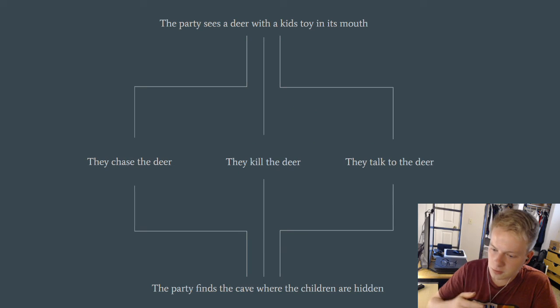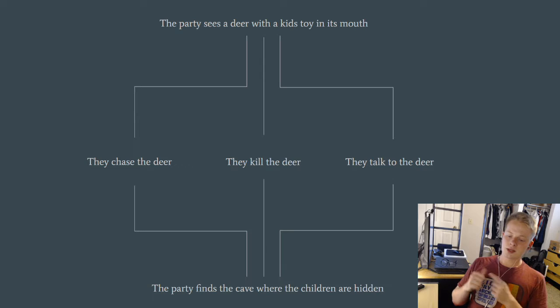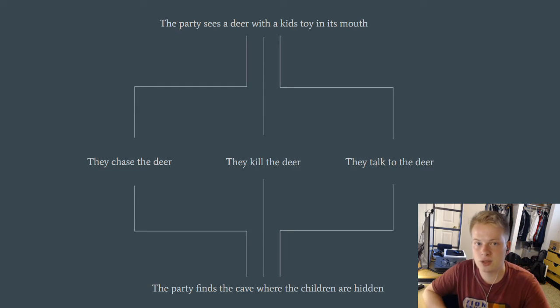So, for example, my party sees a deer with a kid's toy in its mouth. The 3 initial things I can think of are that they'll chase the deer, they'll kill the deer, or they'll talk to the deer. And I have to make sure that no matter what, there's still a way for them to be successful when they engage with it like that, right?